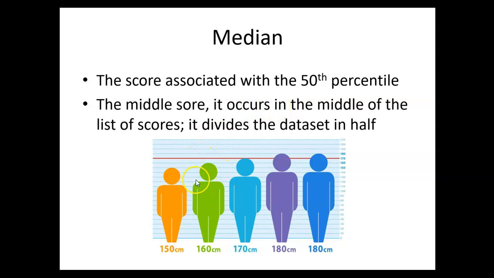If we were going to get the height of 5 different people and we had 150, 160, 170, 180, and 180, the median would be the middle number. What you might do if you have a list of numbers is cross out the one at the beginning, cross out the one at the end, and continue to cross out, and that's how you get right to the middle. So again, in this case, the median is the middle number, 170 centimeters.